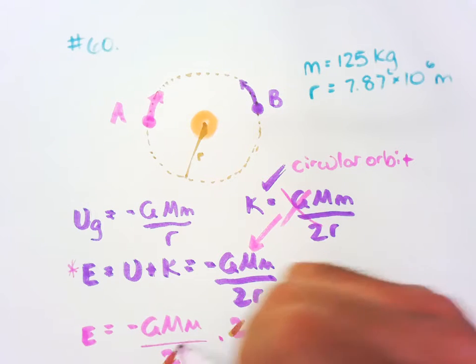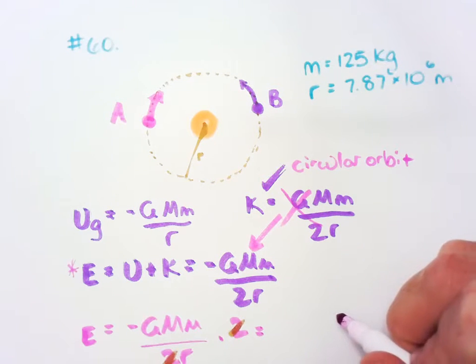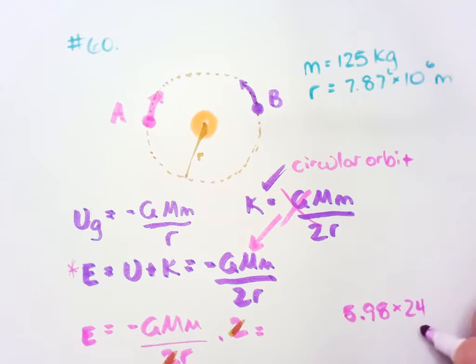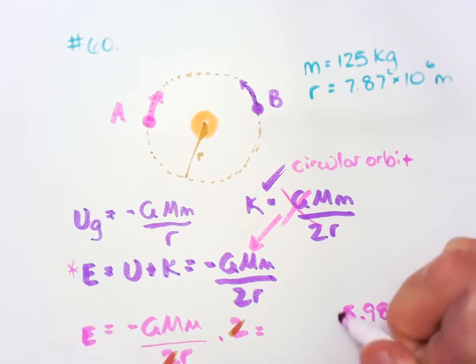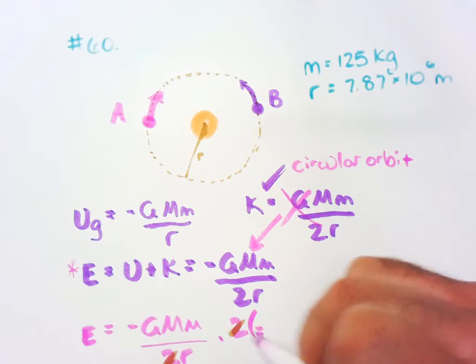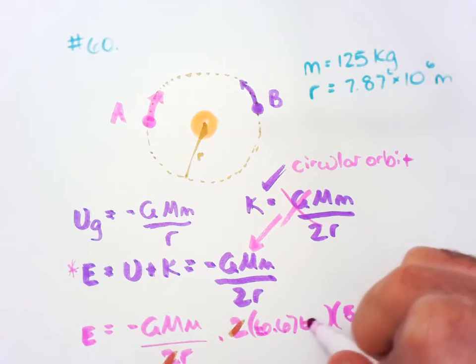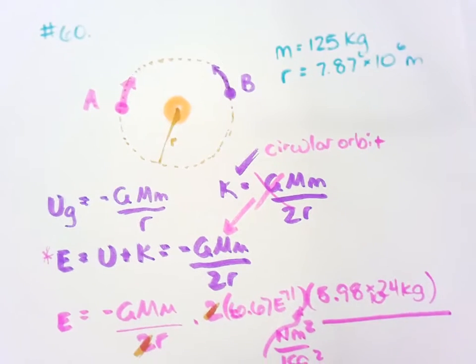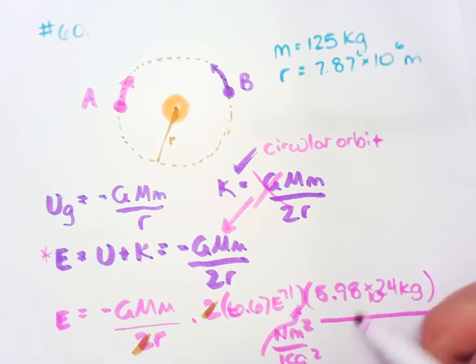The mass of the Earth, big M here, is going to be 5.98 times 10 to the 24th kilograms. And G is a constant that would be given to you, 6.67 times 10 to the negative 11, in newton meters squared over kilograms squared. Then I need to divide by the radius, which is 7.87 times 10 to the 6 meters, given in the problem.